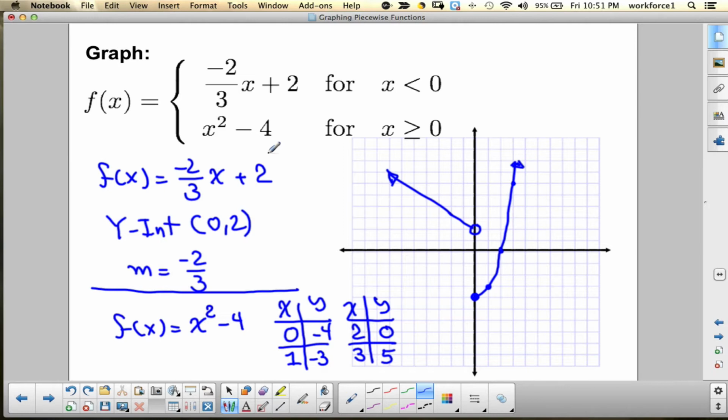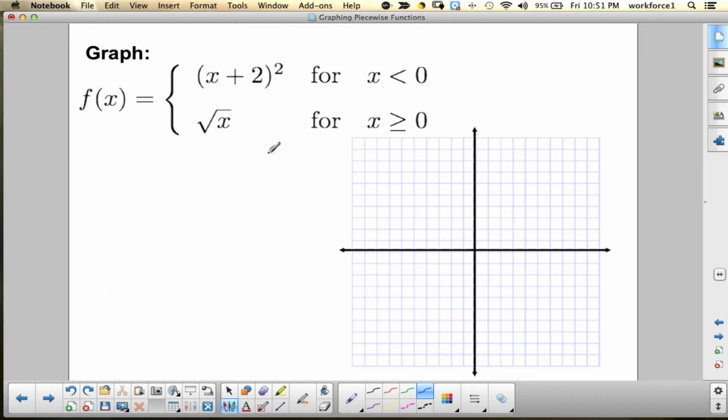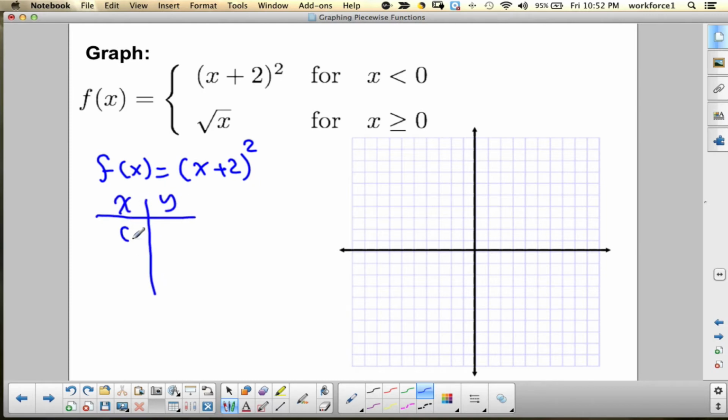Let's look at another example. For the first piece of a function, we're going to pick values that are less than 0 because that's what the condition is. So if x is equal to 0, y becomes equal to 4.